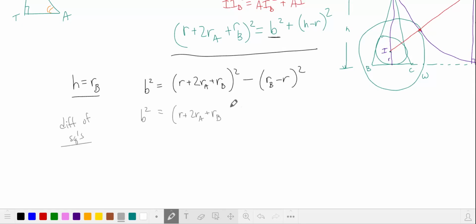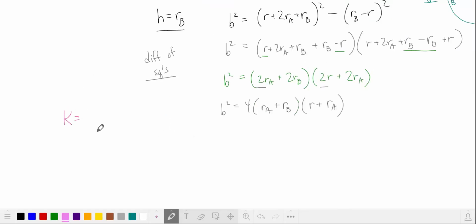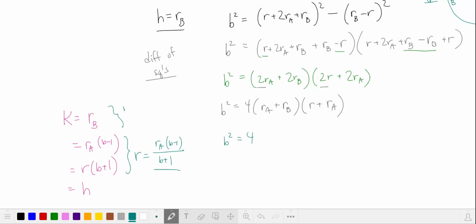So this is the first term plus the second term times the first term minus the second term. And we'll simplify. The r's disappear here, and here we lose the rb's. We can factor out 2 twice, and let's review all the expressions we have for the area of our triangle so we can remove some of these variables. Let's replace the r here with this fraction in terms of b. We can also replace rb with ra times b minus 1. So here's ra times b minus 1, and here we have b minus 1 over b plus 1 times ra plus the second ra.